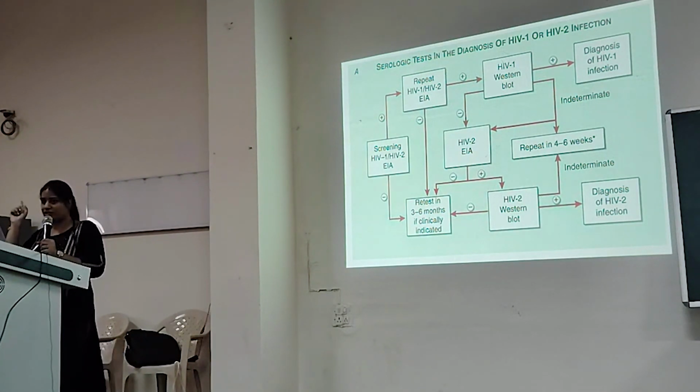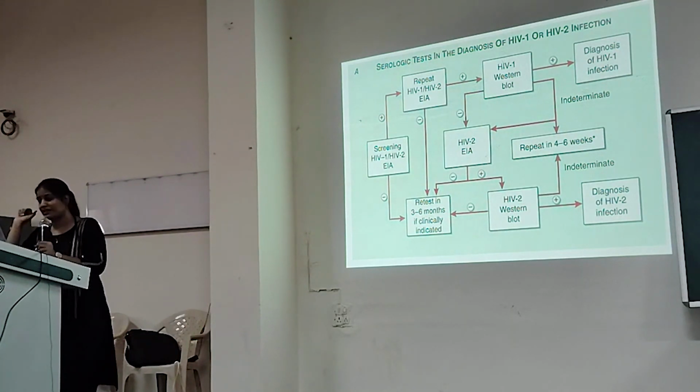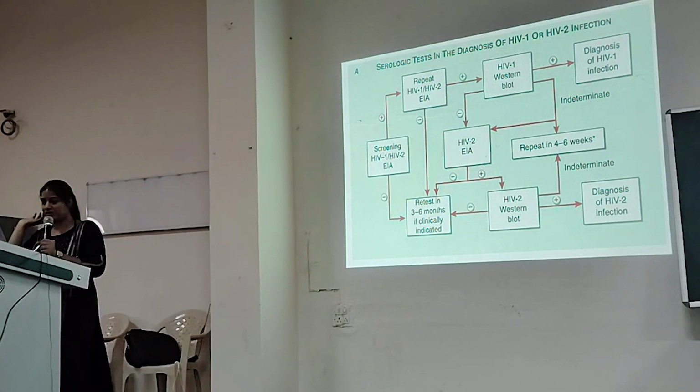If the test is positive again, we will go for Western blot, and if it is positive, we will diagnose it as HIV1. And if the HIV1 Western blot is negative, we will do HIV2 ELISA. If the ELISA is positive, we will do Western blot again. If the Western blot is positive, we will diagnose HIV2. What we have to remember is that at least 2 tests should be positive: ELISA should be positive and Western blot should be positive, and ELISA should be confirmed twice.